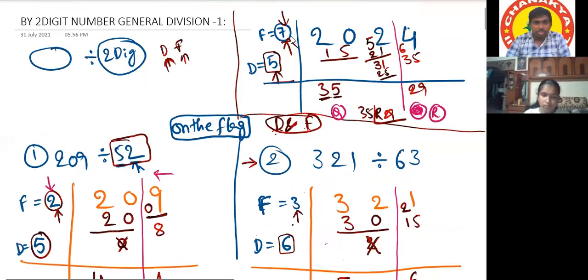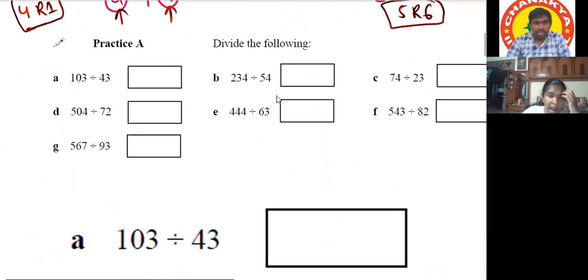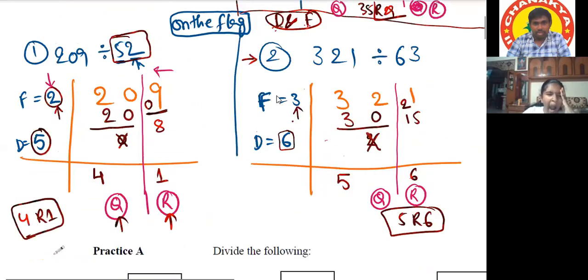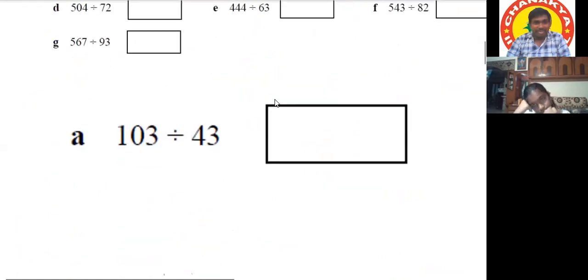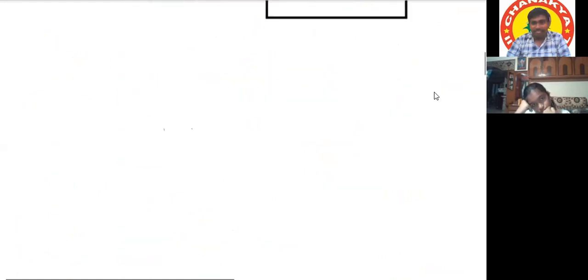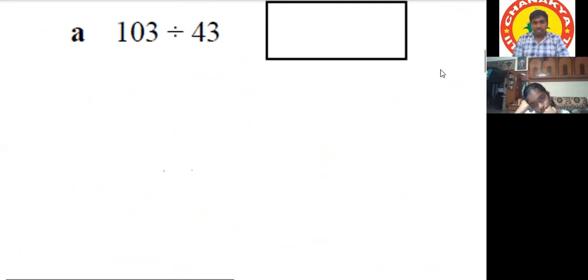Okay, so this is a general division method. Any number, any big number, we can divide by a 2-digit number. This is the procedure. Let me explain one more question. We already discussed this one in the last class, but I think you may have forgotten. Okay, let me explain this question.